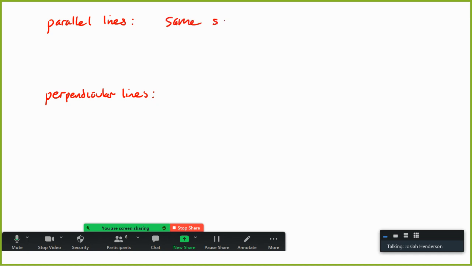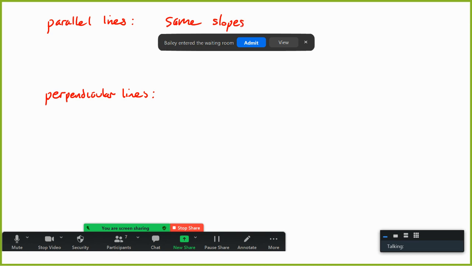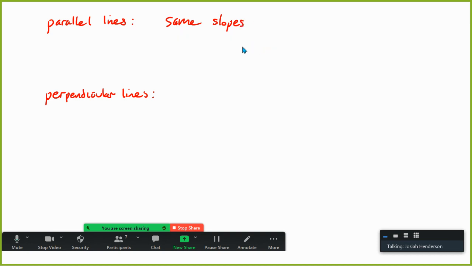What about if they're perpendicular? If you don't remember how to say it, just at least describe it how you think about it, if you don't remember the specific wording. Wasn't it the opposite reciprocal? Beautiful. That is the exact wording. Opposite reciprocal.